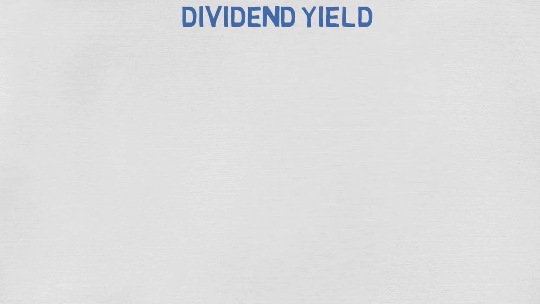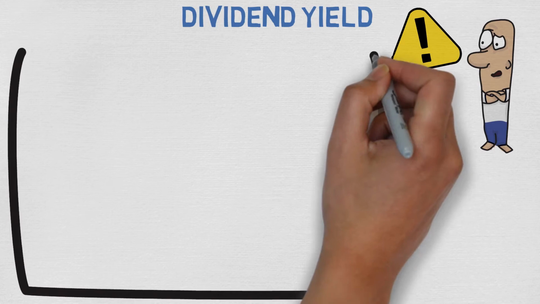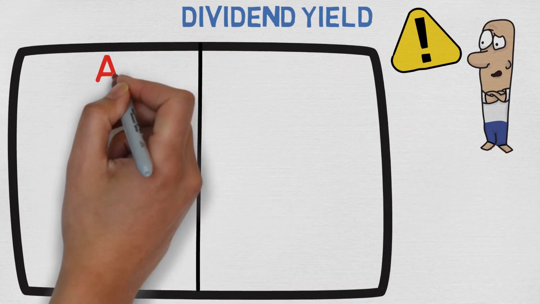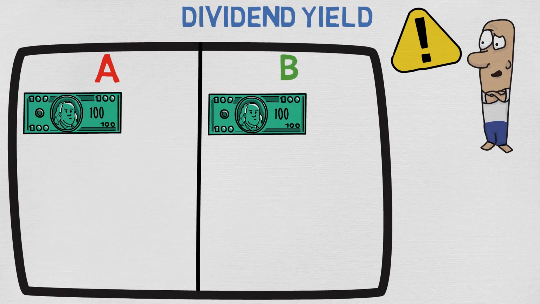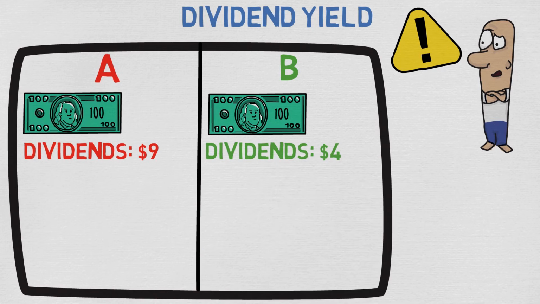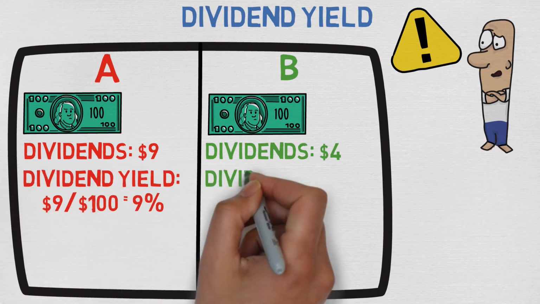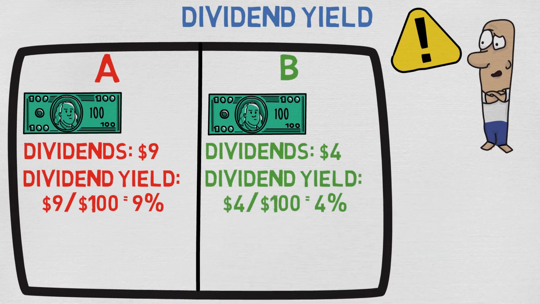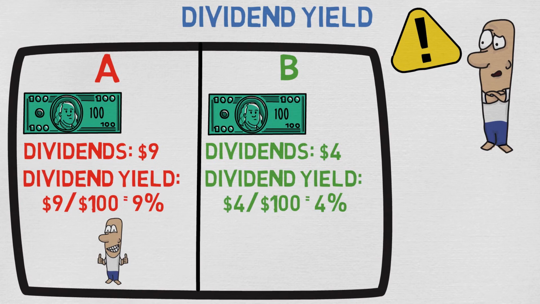A lot of people only calculate the dividend yield, but high dividend yield isn't always a good sign. For example, let's say that one share of a company A and company B both cost $100. Company A pays $9 dividends and company B pays $4 dividends, meaning that company A has a dividend yield of 9% and company B has a dividend yield of 4%. Now it might seem like company A is a better investment, but let's first take a look at the dividend payout ratio.